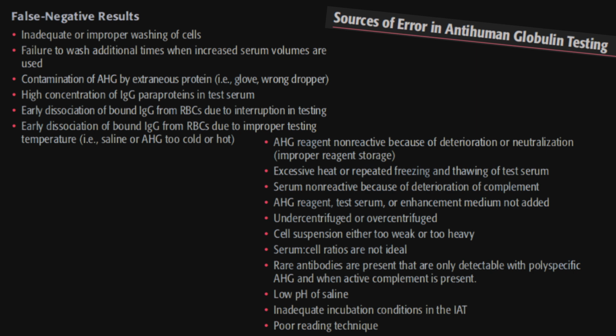So if you are not properly washing your cells or the wash was inadequate, it can lead to false negative results. Failure to wash additional times when increased serum volumes are used. Contamination of AHG by extraneous protein. High concentration of IgG paraproteins. Early dissociation of IgG from RBCs due to interruption in testing, or due to improper temperature of your saline, or the AHG is too hot or too cold. So please go over these things, guys.